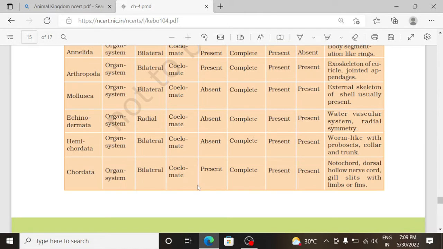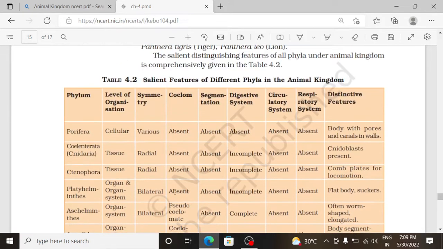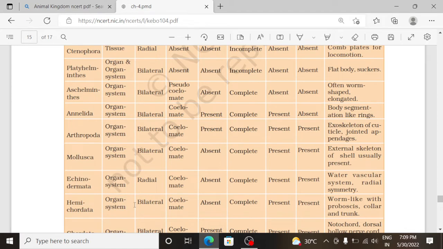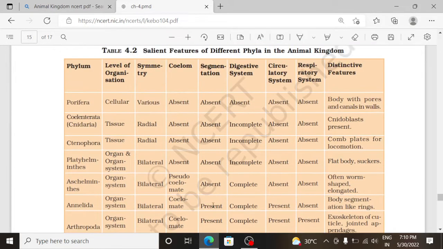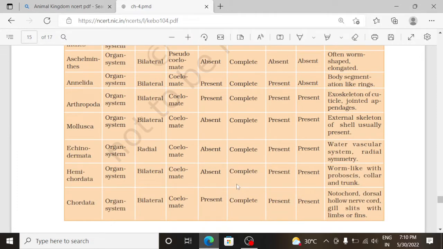I have mistaken. Its distinctive feature is water vascular system, radial symmetry. Then Hemichordata, level of organization is organ system, and symmetry is bilateral. Coelom is coelomate. Segmentation is absent. Digestive system is complete. Circulatory system is present. Respiratory system is present, and distinctive feature is worm-like with proboscis, collar and trunk. Hemichordata, worm-like with proboscis, collar and trunk.